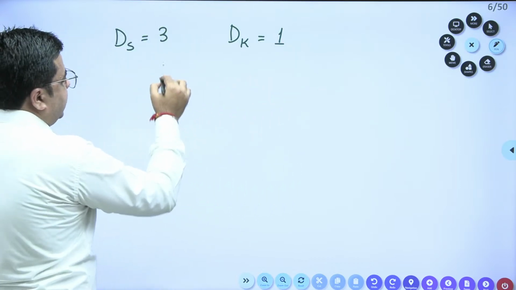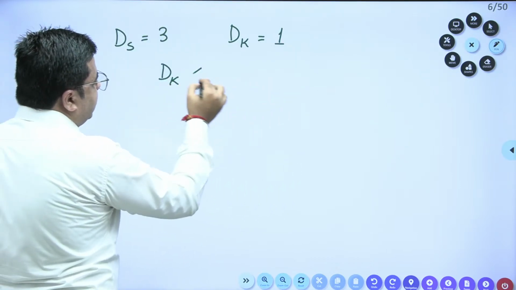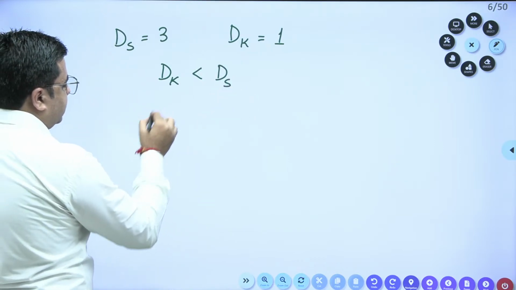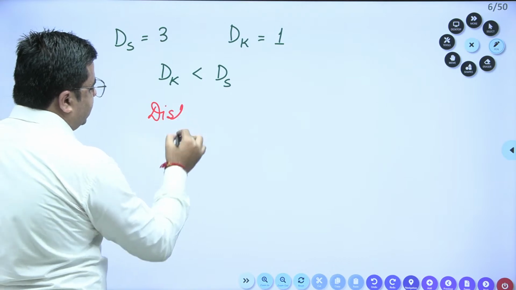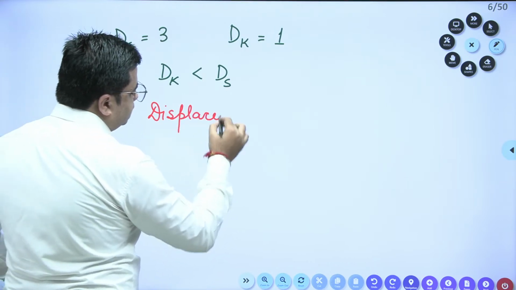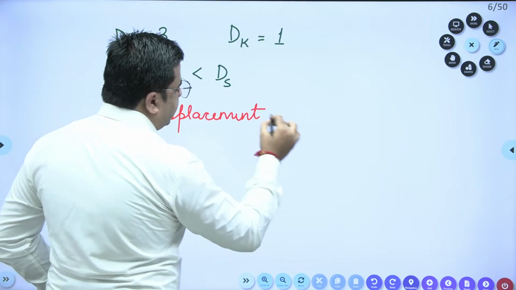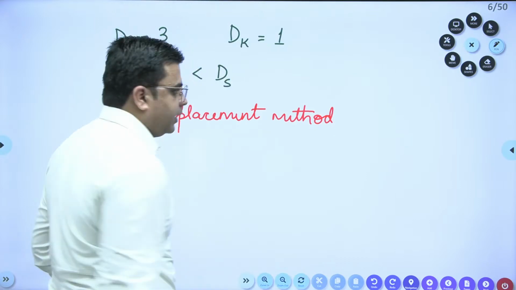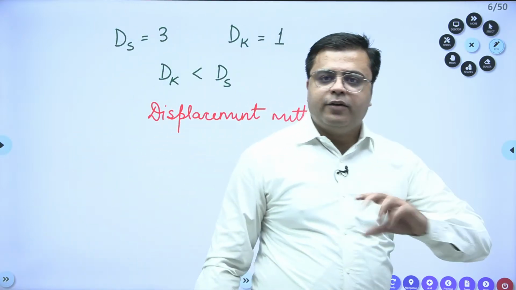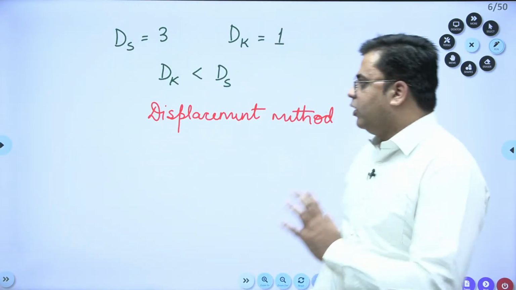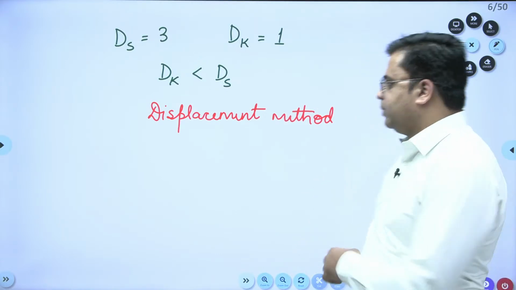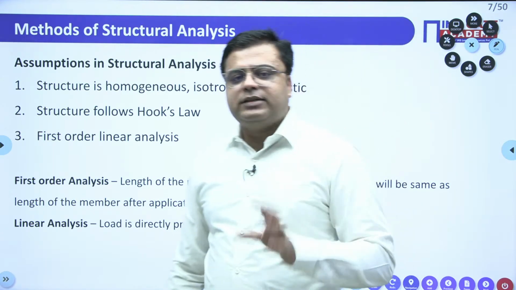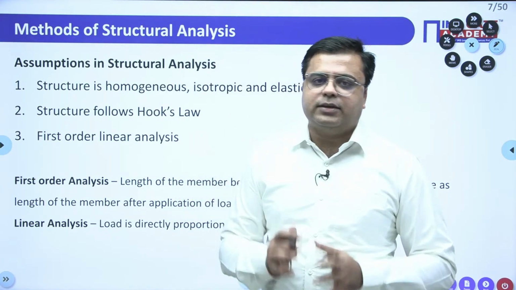Obviously dk is less than ds, hence the displacement method is used for analyzing this beam, right? So this is how you need to decide which method to use, between the force method and the displacement method. Moving forward, when we analyze any structure, we have certain assumptions, right?